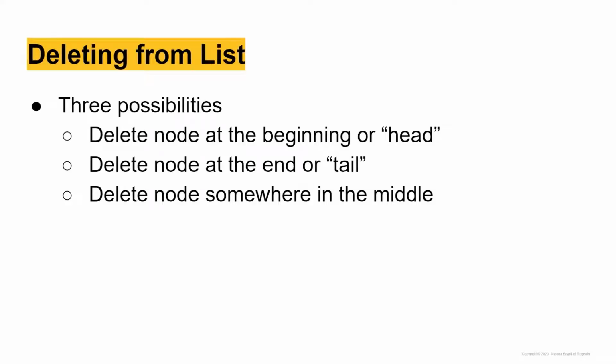All right, let's talk about deleting from the list. So there are three possibilities, just like there were for adding to the list. We can delete a node at the beginning or the head, we can delete a node at the end or the tail, or we can delete a node somewhere in the middle.